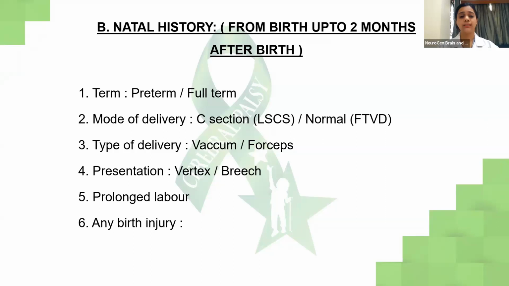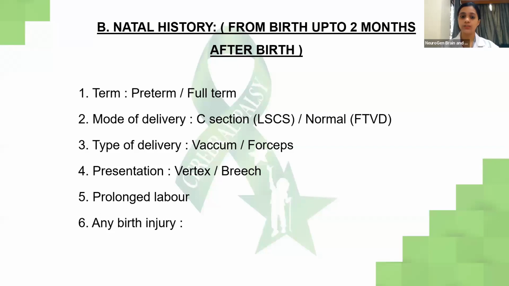Natal history: we need to ask the mother if the child was born full term, completely after 9 months, or before 9 months, that is preterm. If the child was born at 7 months or 8 months or 6.5 months, this has to be mentioned, and the reason for this has to be mentioned. Mode of delivery: how was the child born? Was it a normal full term vaginal delivery, or a C-section delivery? C-section also has two types, the emergency C-section or the elective C-section. So this question needs to be asked to the mother: what type of delivery was it?